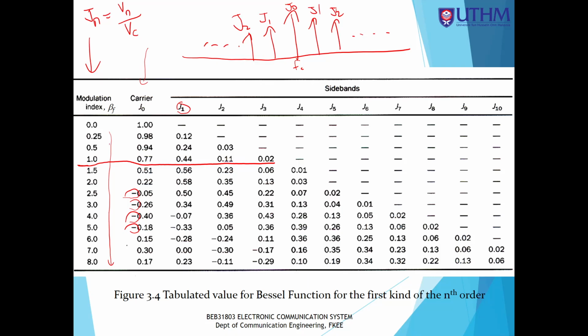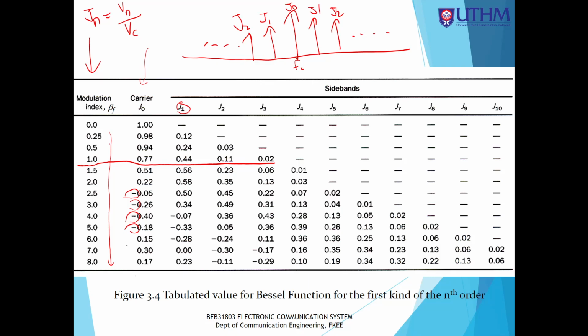Okay, this table has neglect the value less than 0.01. So if the sideband has the value 0.0001, it has been neglected from the table. Okay, so we're gonna use this table in the exam, okay, to calculate the given questions.